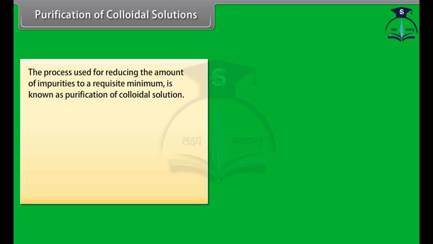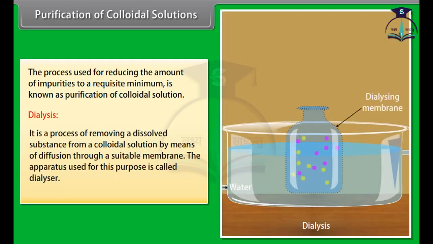The process used for reducing the amount of impurities to a requisite minimum is known as purification of colloidal solution. The purification of colloidal solution can be done by the following methods. Dialysis. It is a process of removing a dissolved substance from a colloidal solution by means of diffusion through a suitable membrane. The apparatus used for this purpose is called dialyzer.